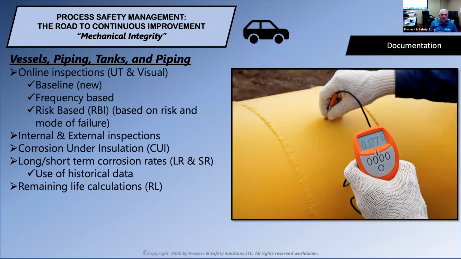So if you haven't calculated your corrosion rates, long-term is more than one reading. Short-term is typically 2 readings. I'm sorry, long rate is more than 2 readings, 3, 4, 5, etc. Short-term is normally just 2 readings to give you some idea what your rates are. You can also use historical data for establishing your corrosion rates and remaining life. You can only use that historical data, however, if it's relevant to the process that you're actually running.